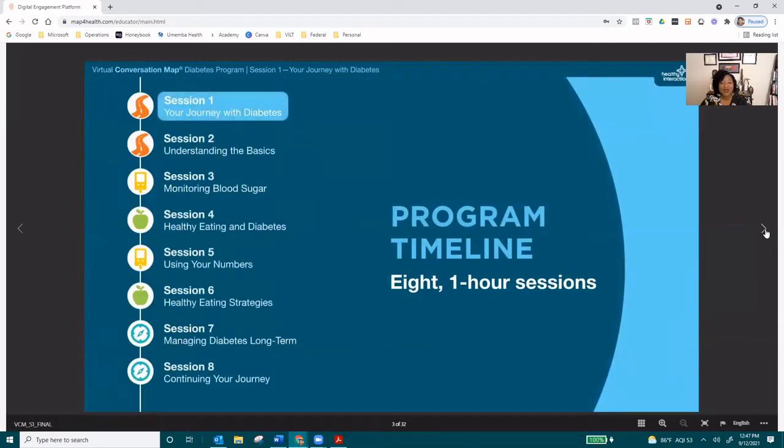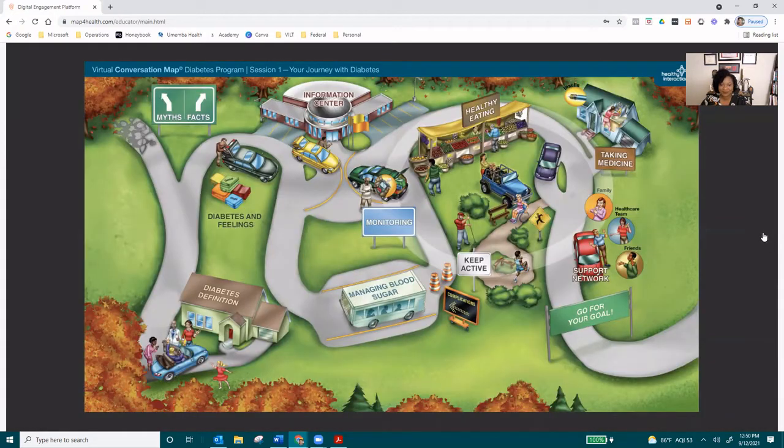So this is just an overview again of each of the sessions. You see in session 1, we start off talking about your journey with diabetes. In session 2, we talk about the basics of diabetes. Session 3 is monitoring your blood sugar. Session 4 is healthy eating and diabetes. Session 5 is using your numbers. Session 6 is healthy eating strategies. Session 7 is managing diabetes long term. And session 8 is continuing your journey.